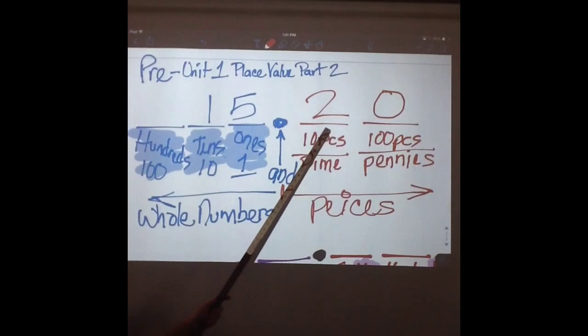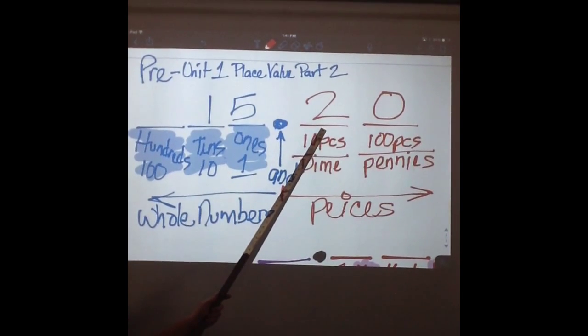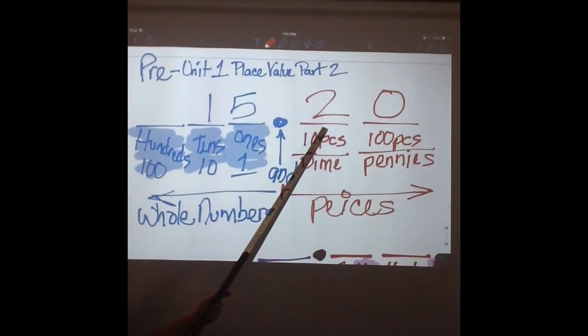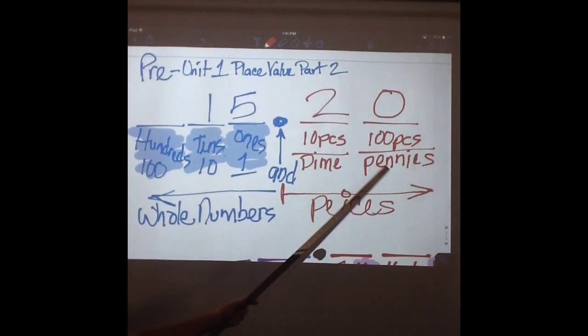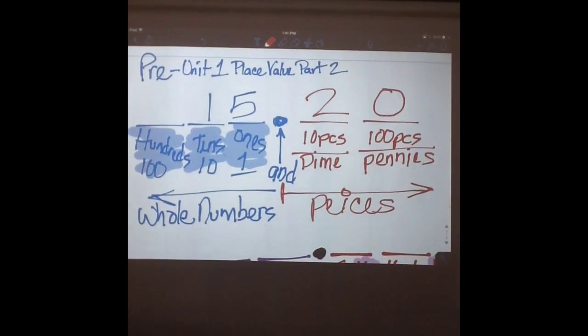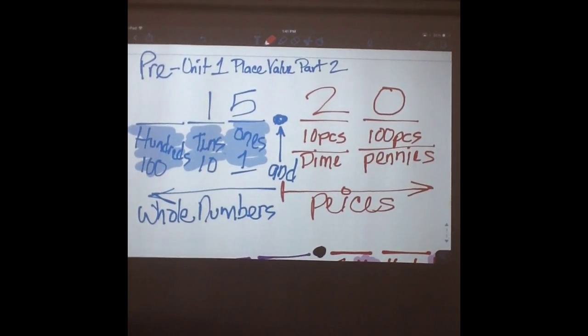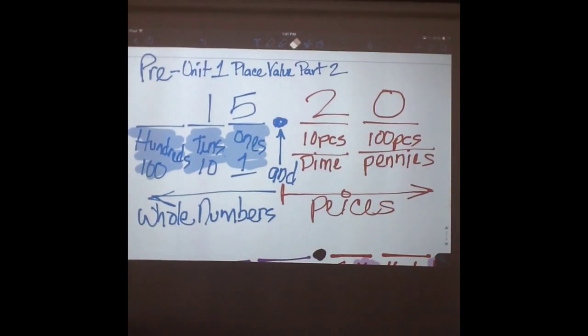If we say, okay, my 2 dimes are worth how many pennies? You would say 20 pennies. And that's why I would put the 0 there. Does that help you understand why a 0 would go there? Yes. Okay.